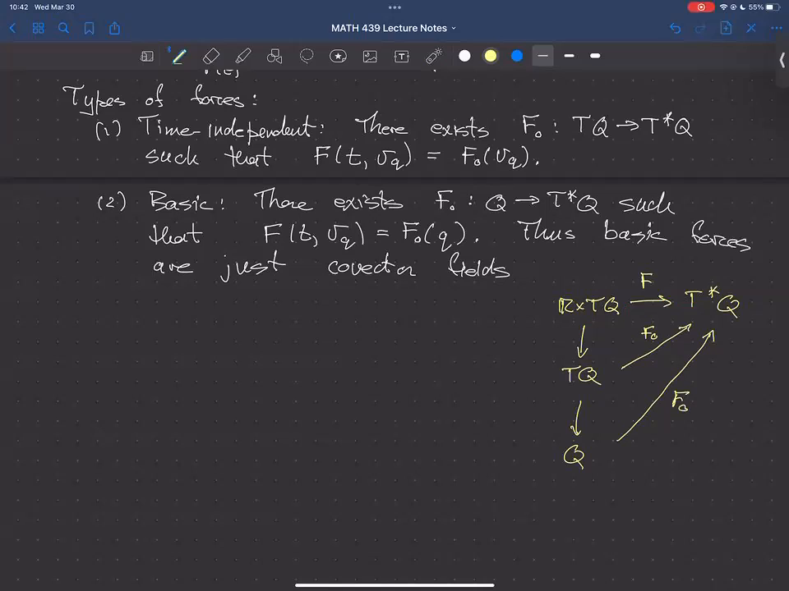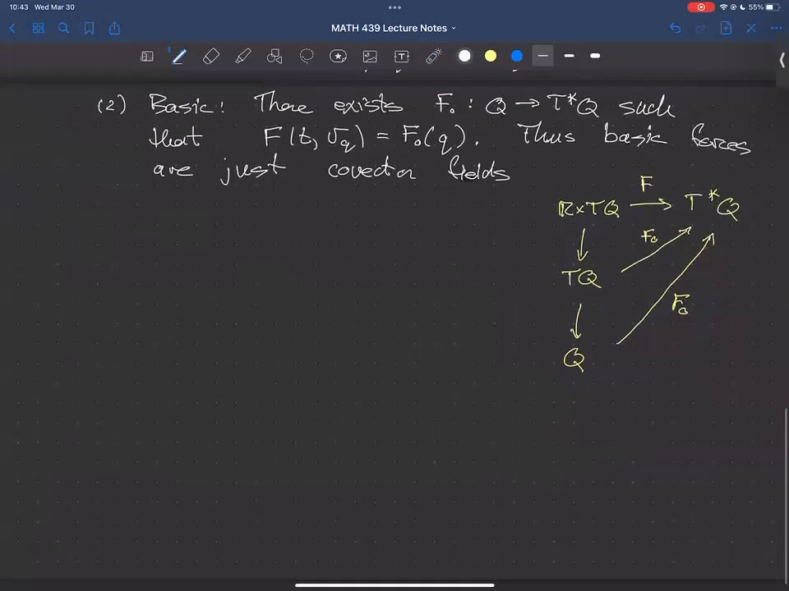And they call it basic because Q is what's known as the base space for TQ. So TQ has a projection down to Q, and the terminology is that you call Q the base space for TQ. Again, this makes reference to some general stuff that we're not talking about. But anyway, I just wanted to explain to you where the term basic comes from. It doesn't mean basic in the sense of simple or elementary, it means with respect to the word base space.